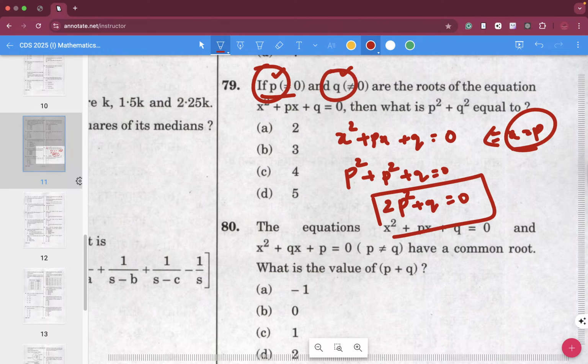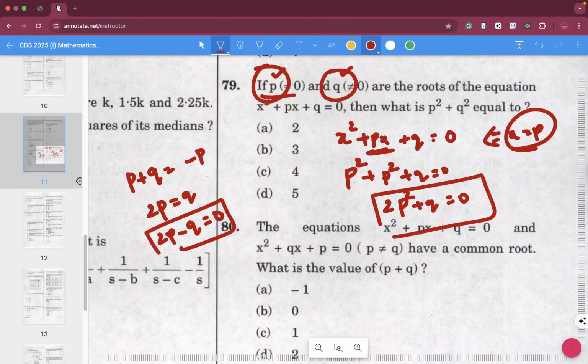Now, if p and q are your roots, can I say the sum of the roots, p plus q, is minus b by a? The sum of the roots is minus p. So what does it mean? It means 2p is equal to q, or otherwise you can write 2p minus q is equal to 0. And if p and q are the roots, we can also say the product of the roots, pq, is c by a. What is c by a? Which means q by 1.